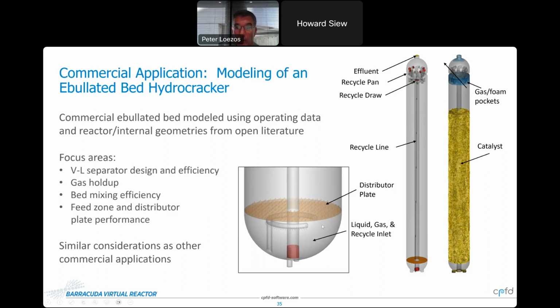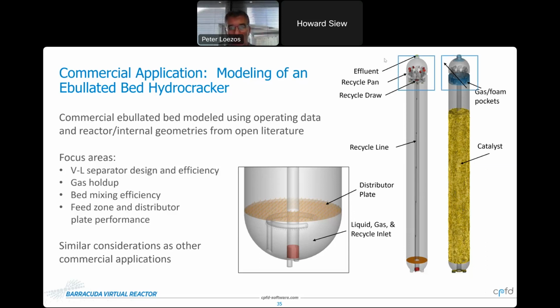All those mix and go through the distributor plate, and enter the ebullated bed section, the main bed. The catalyst here is expanded roughly 50% above the rest height. Of course, here's where the reaction occurs. The vapor and the liquid exit the top of the ebullated bed and enter this vapor liquid disengager, where the vapor is disengaged from the liquid. A portion of the liquid is recycled back down to the feed zone, and the remaining product liquid and gas exits the reactor and goes downstream for further processing.